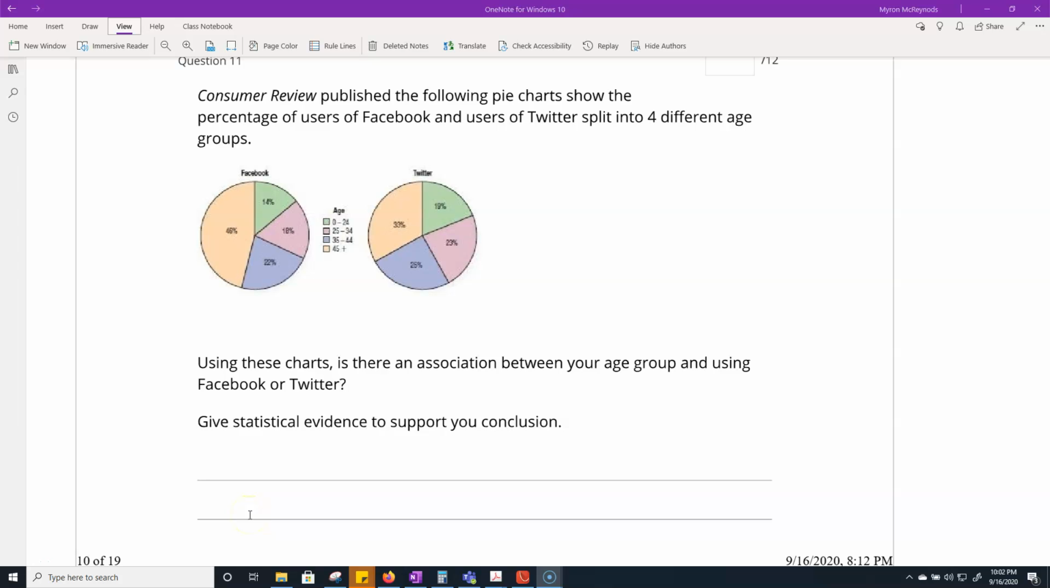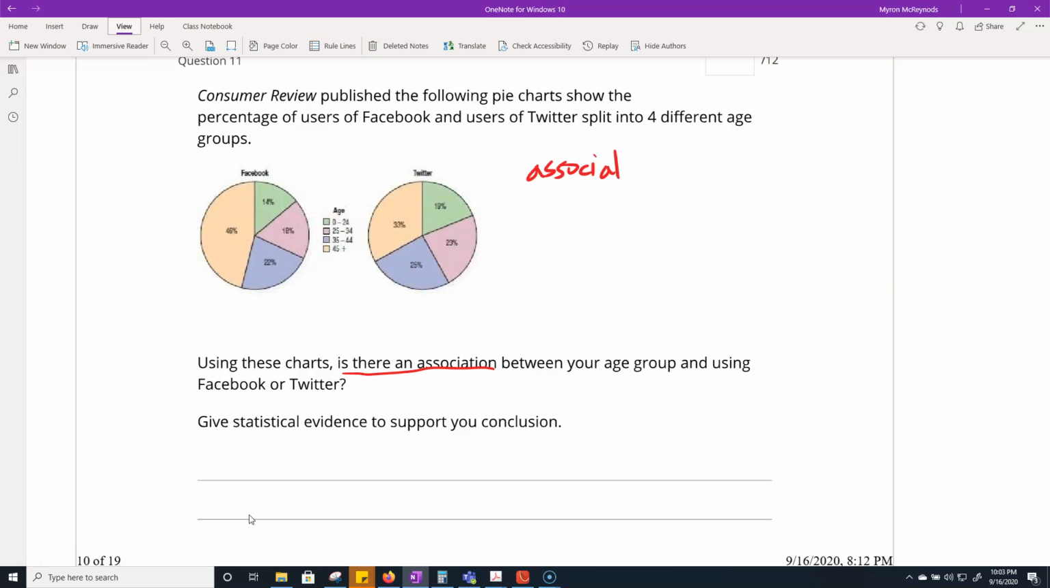Okay, so for question number 11 on this test, we are given two pie charts and asked if there's an association between your age group and using Facebook or Twitter. So I need to give statistical evidence to support my conclusion. The first thing I need to figure out, is there an association?